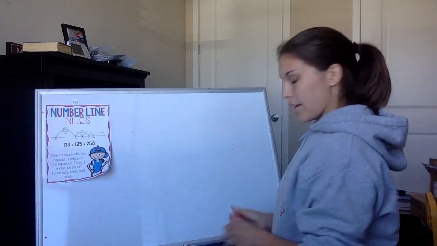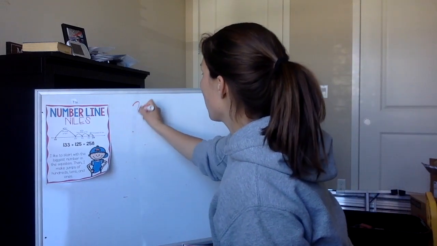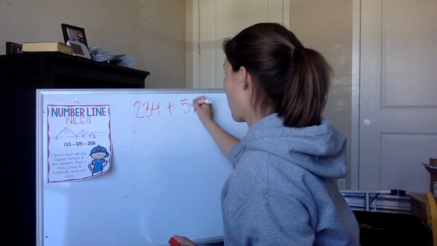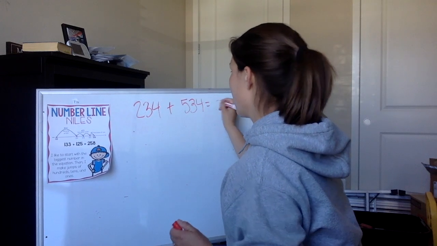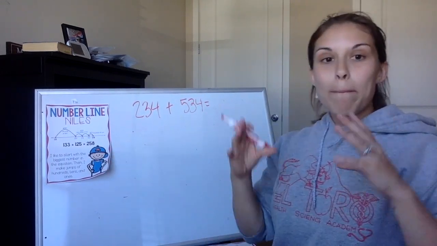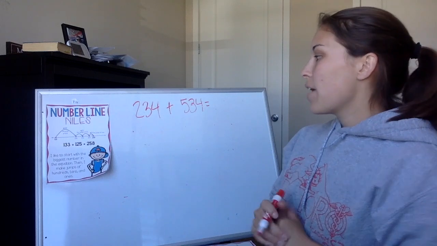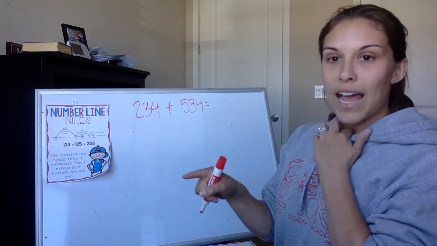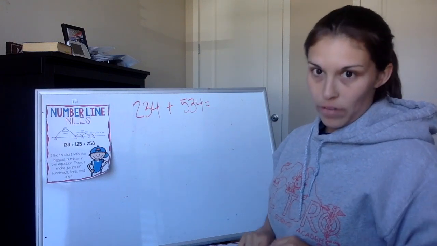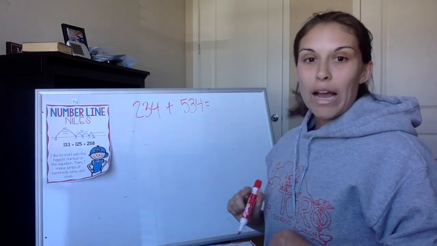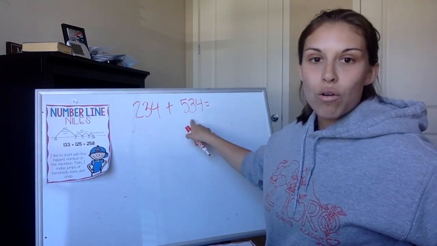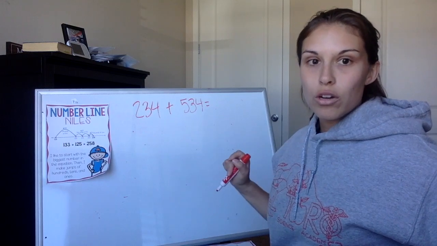So our problem again is the same problem, 234 plus 534. All right, so remember, the number line Niles strategy. I like to start with the biggest number in the problem. Then I make jumps of hundreds, tens, and ones. So 234 plus 534. Go ahead, boys and girls, and say out loud, which number is the larger number? Is 234 larger or is 534 larger? Go ahead and say it out loud.